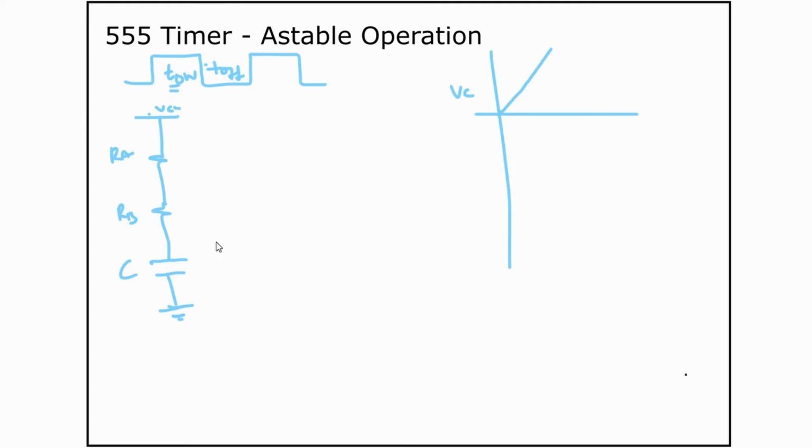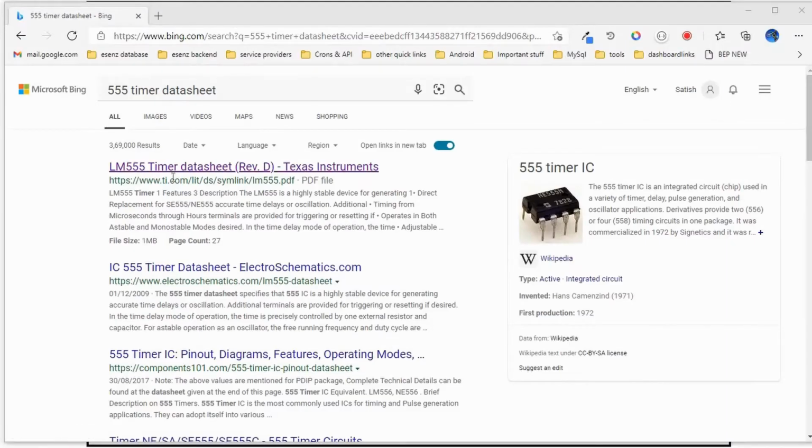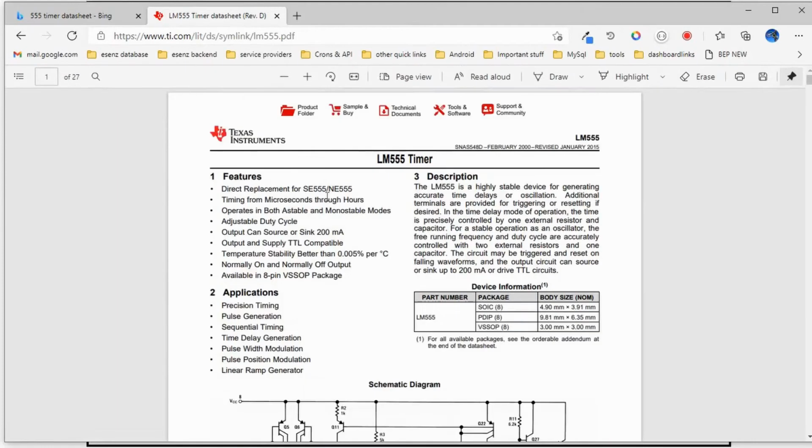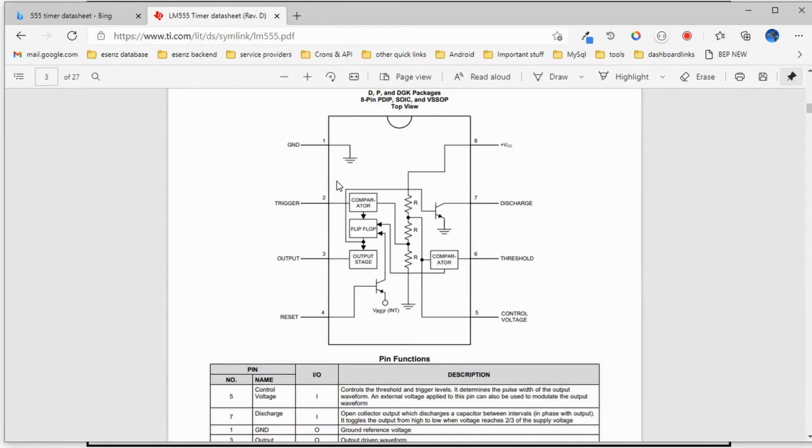So let's quickly open up the 555 data sheet and see what pins it has and how they are used. Okay, let me open this. So it's an 8-pin IC. Here the threshold and the trigger are used as voltage sensing pins, the discharge pin is used to discharge the capacitor, and the output pin will give the output.